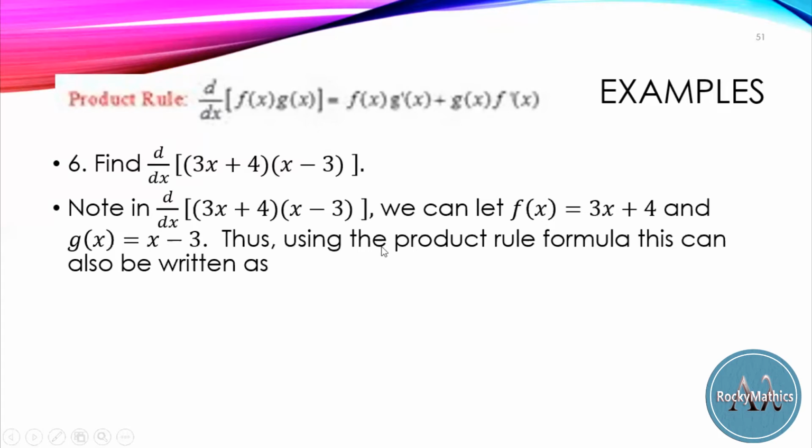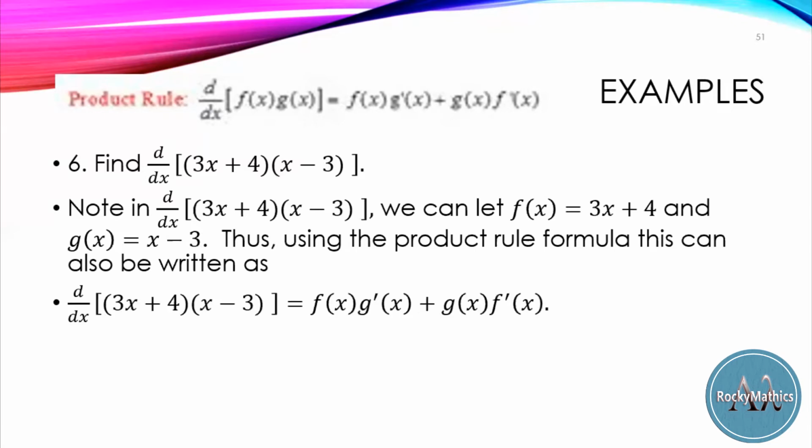Thus, using the product rule, this can also be written, by using the formula, as f of x times g prime of x plus g of x times f prime of x. So all we have to do is apply this formula. What is f of x? We assign f of x to be 3x + 4, which is the first expression or function, times the derivative of g of x, which is g prime of x. What is the derivative of this?